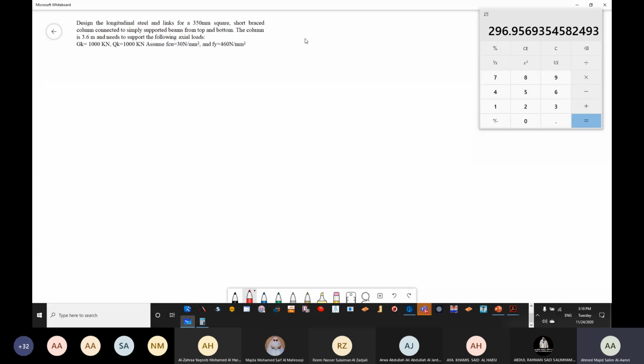C30 and 460. Once again, since the question said simply supported beams, it means that there is no moment, because it's a simply supported beam. At the end of the beams, there are no moments. So this one, once again, returns to be case number 1, where it's N, 0 and 0. And we are going to use the equation where N is equal to 0.4 FCU area of concrete, plus 0.8 FY area of steel.